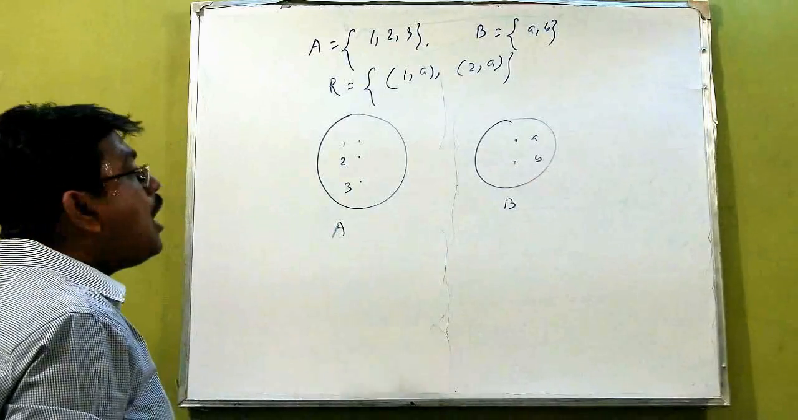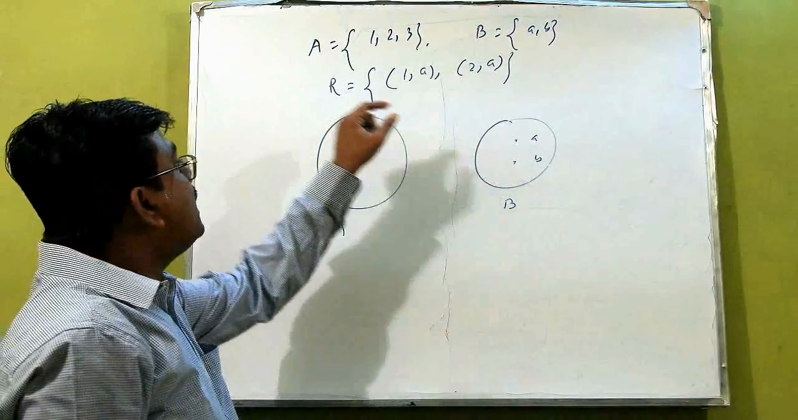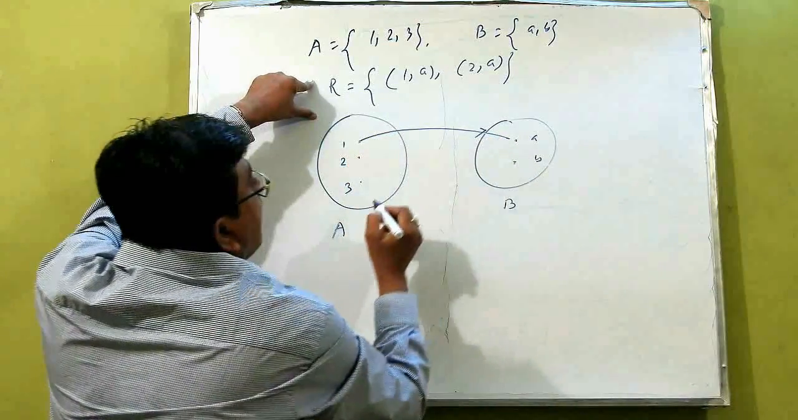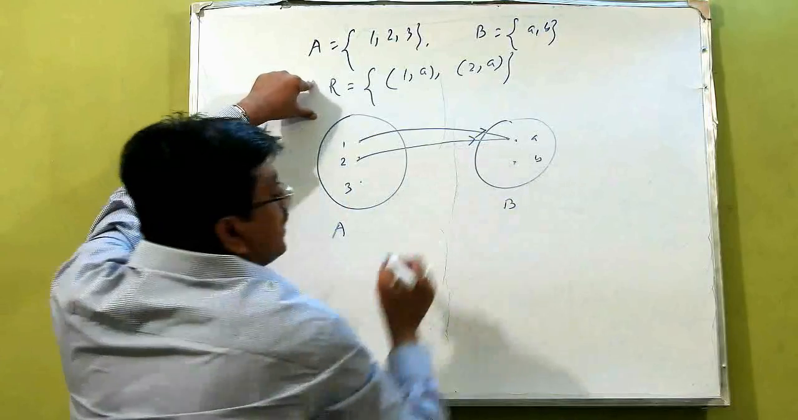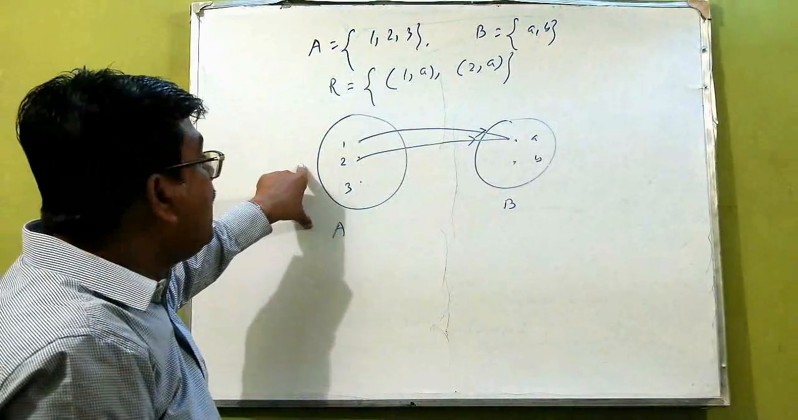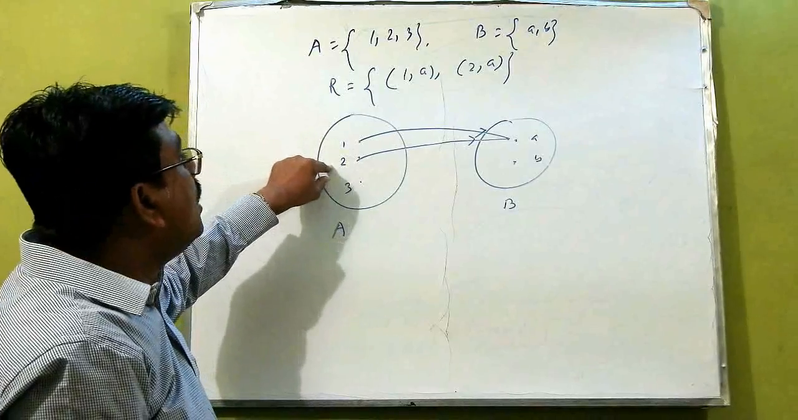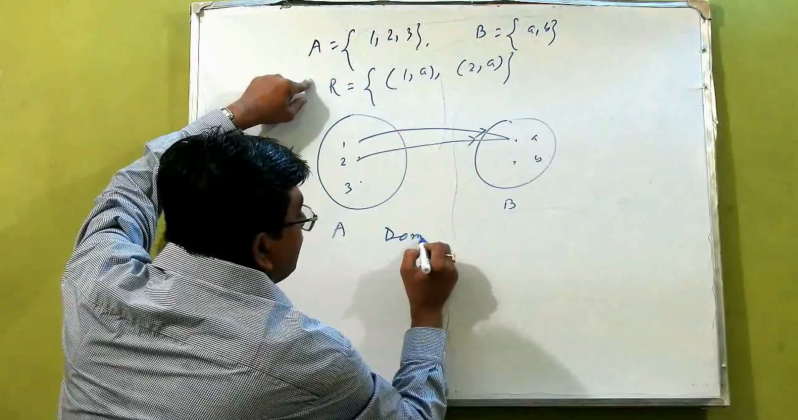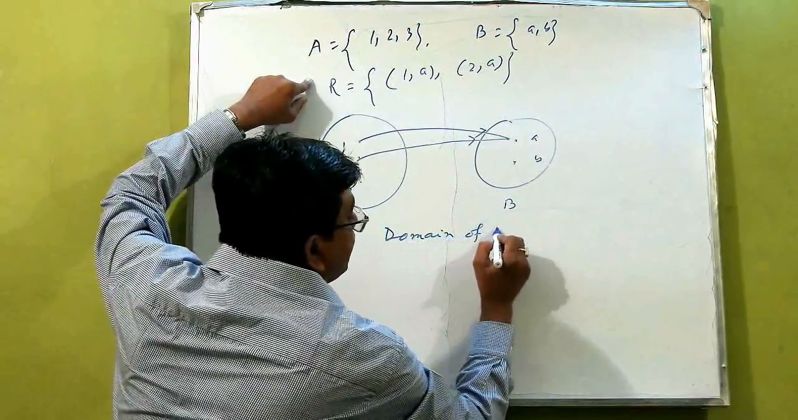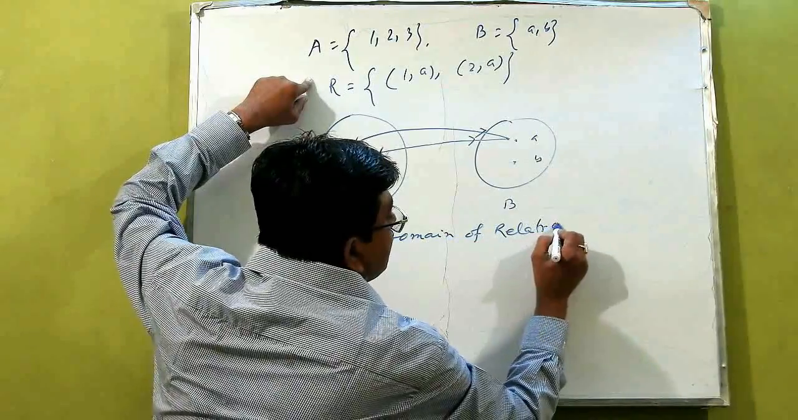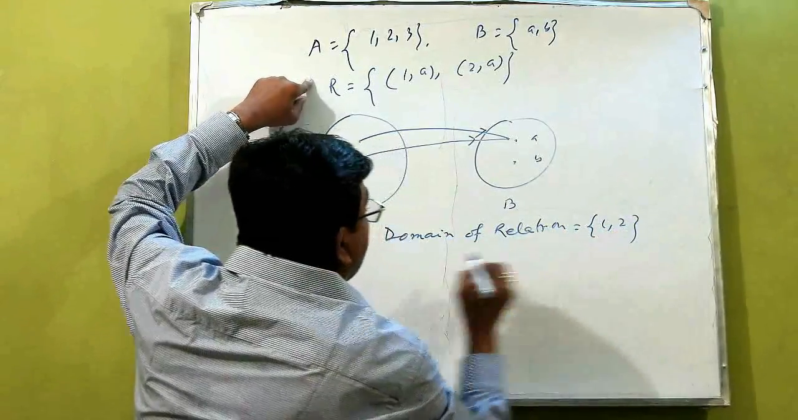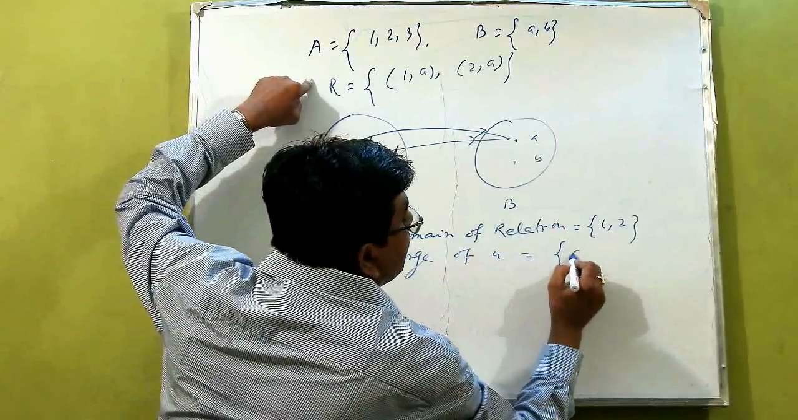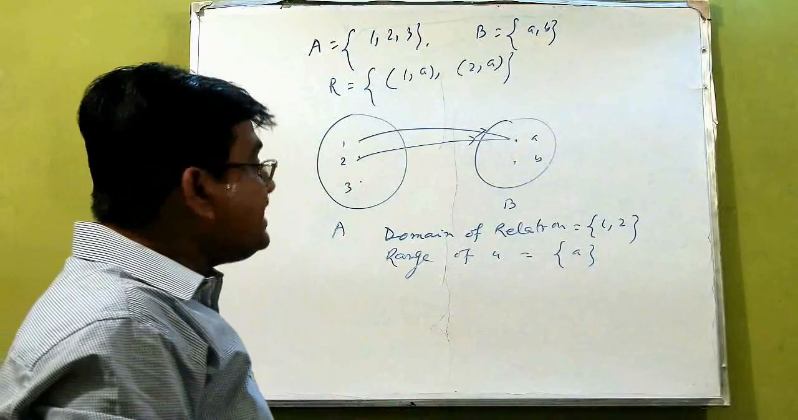Clear? Now if we draw the diagram according to the relation R, then 1 is related with a and 2 is related with a. Therefore, from the set A, only 2 elements, 1 and 2, are involved in the relation. Therefore, the domain of the relation is equal to {1, 2} and the range of the relation is equal to {a}. That is the important point.